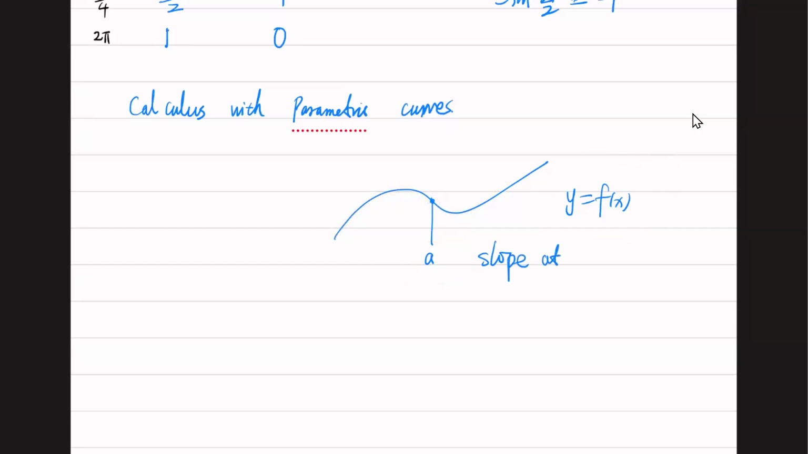Okay, maybe let's have the formula. So it's not well defined. So what we do is, if we draw a tangent line, wait, is it the limit as h goes to 0?